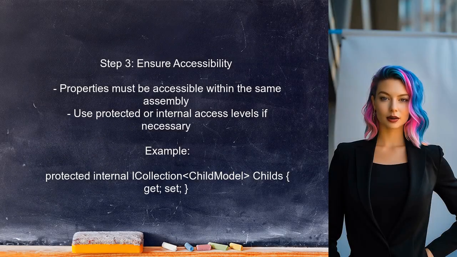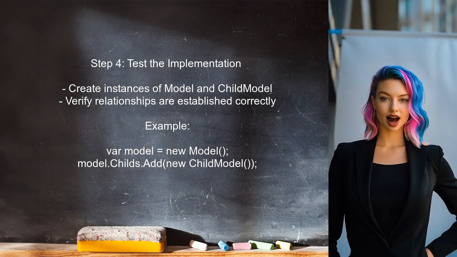Additionally, the user should ensure that the access modifiers do not interfere with the Entity Framework's ability to access these properties. This means that the properties should be accessible within the same assembly. Finally, the user should test the implementation to ensure that the navigation properties work as expected. This can be done by creating instances of the model and checking the relationships.